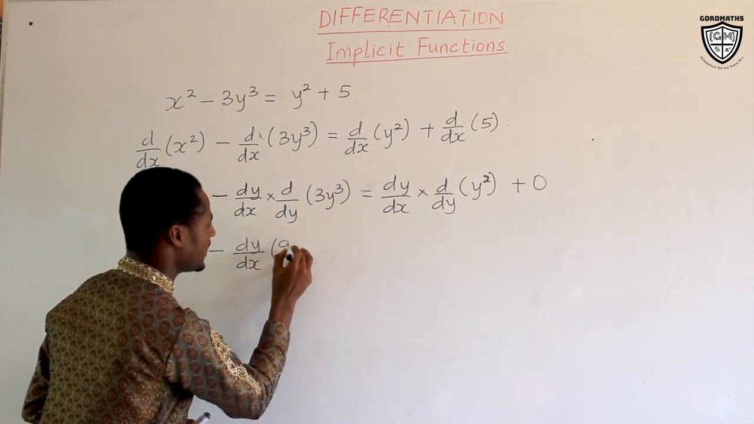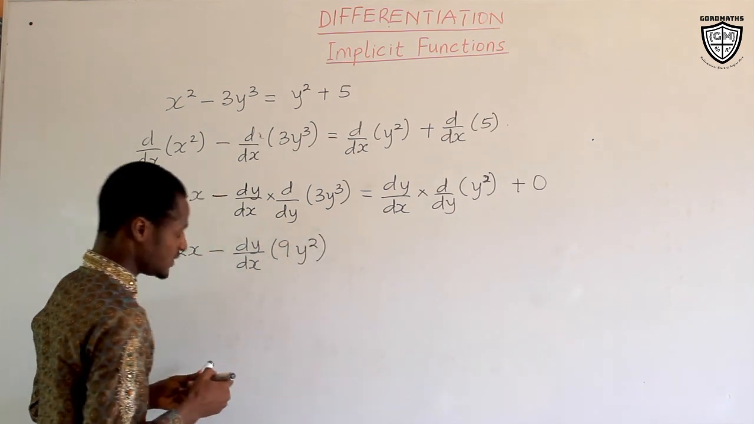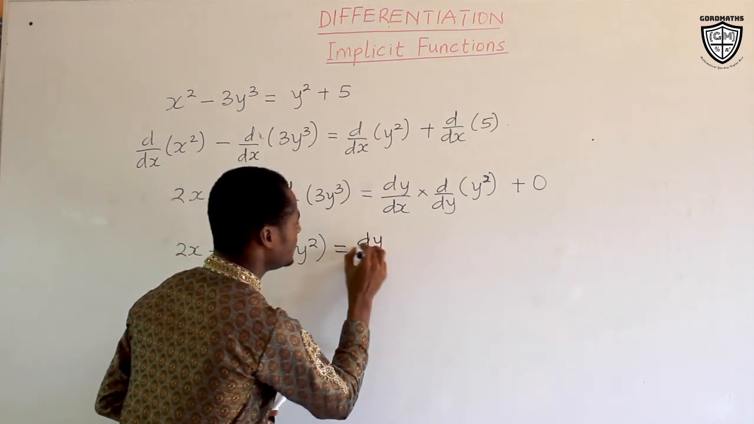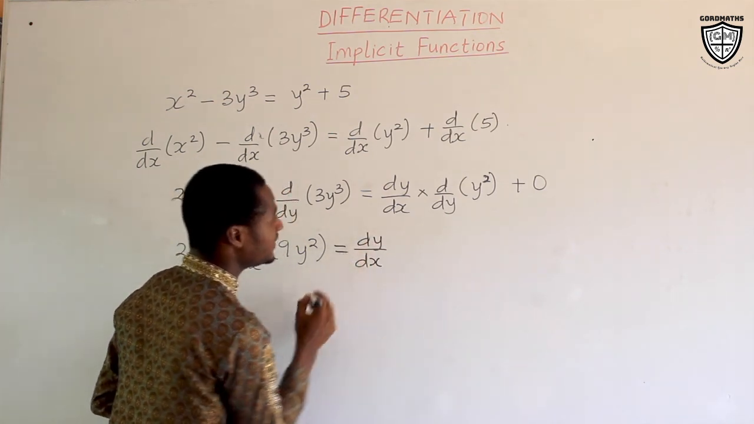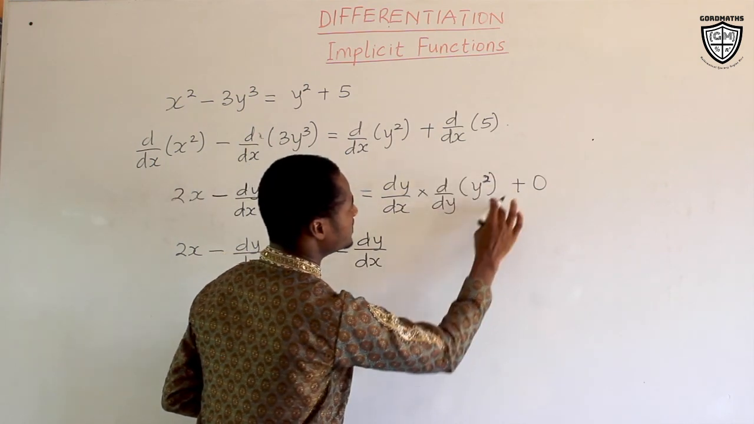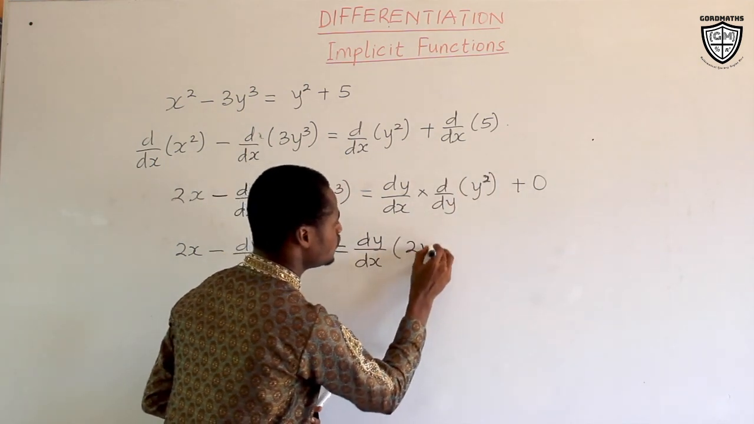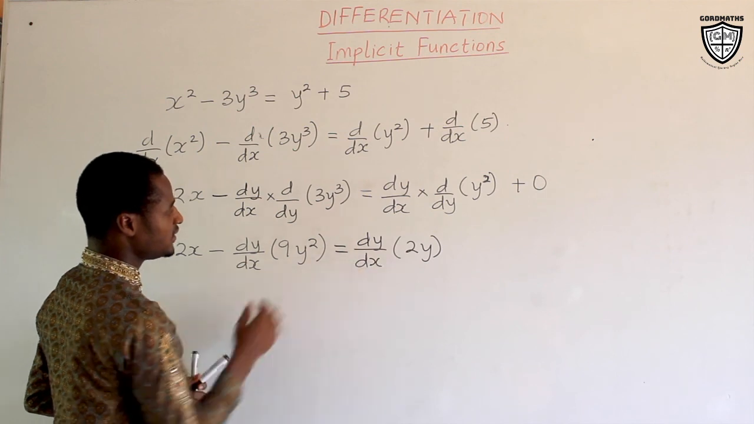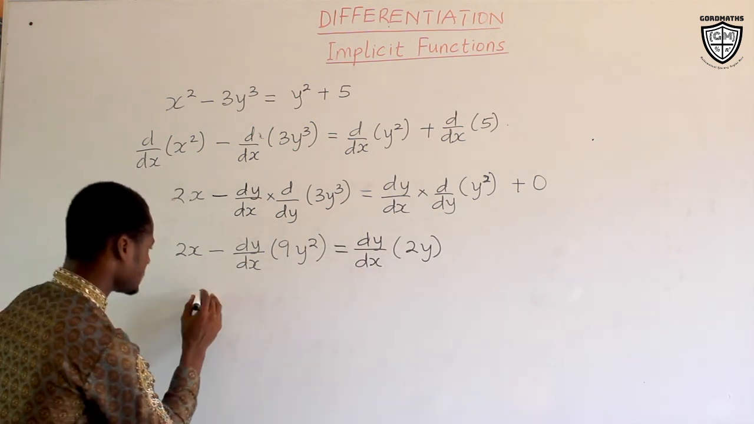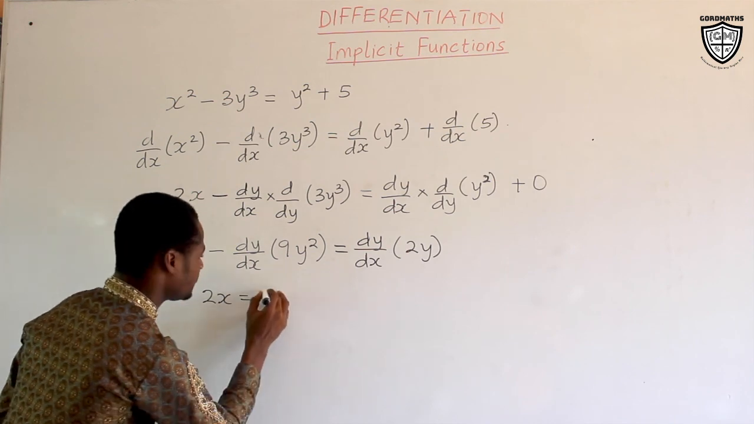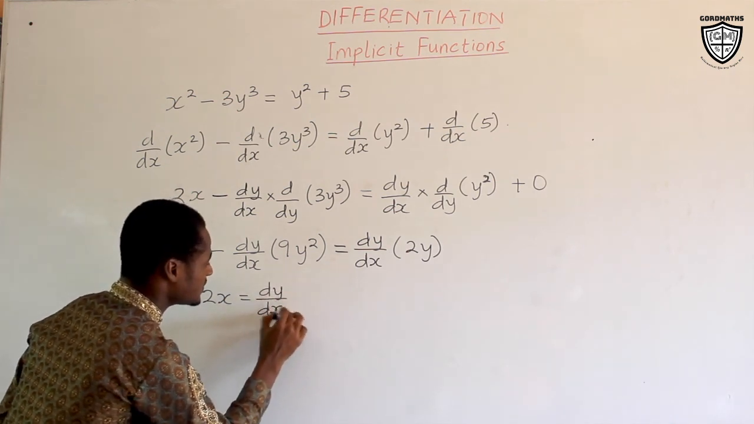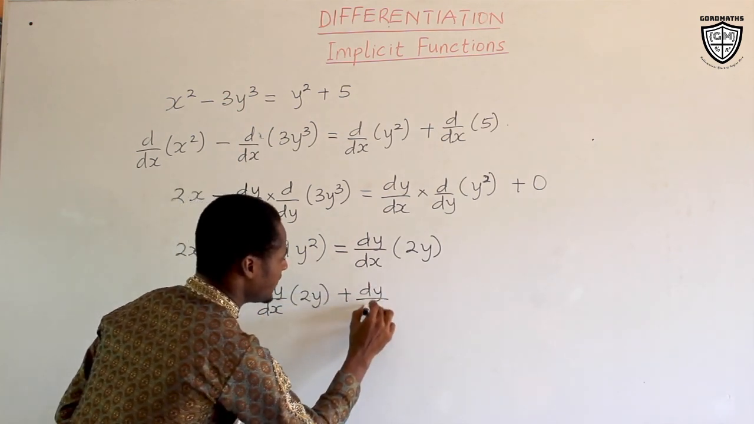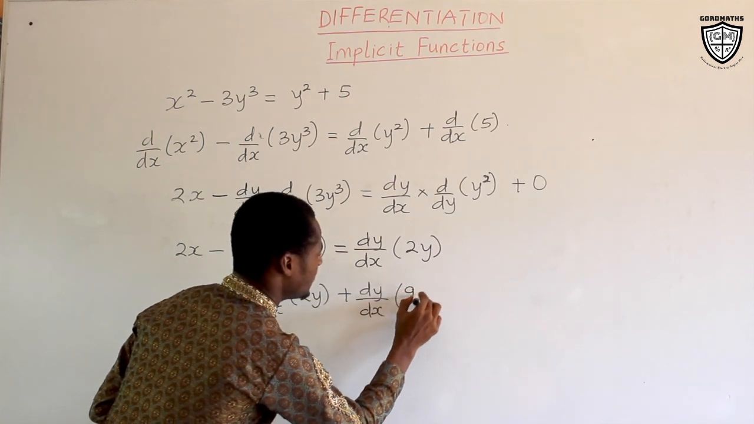So from here we will have 2x minus dy/dx times, when we find d/dy of this function, we will have 9y squared using the general rule of differentiation, and that is equal to dy/dx of, when we find d/dy of this function, we will have 2y. Then, since we want to find the derivative, we make dy/dx the subject. And so 2x will be equal to dy/dx of 2y plus dy/dx of 9y squared.